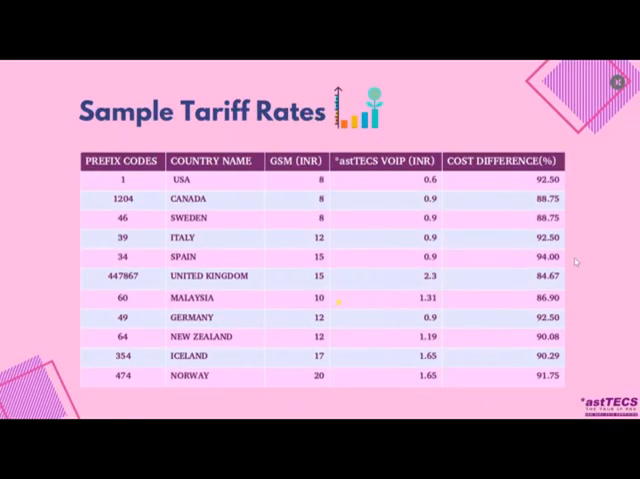Here are sample rates for your reference, because I will not be able to share a complete list, as we have around 140 countries. These are the frequently called countries. For example, the US is all in INR. We have dollar rates also, and we will be able to share the dollar rates as and when you require. US is 6 paise, Canada 9 paise, so everything is within paise. Then Italy, Spain, UK, Malaysia, Germany, New Zealand, Norway, Iceland, all these countries. These are about 10 frequently called countries. I just wanted to show you the minutes part, the approximate call cost.